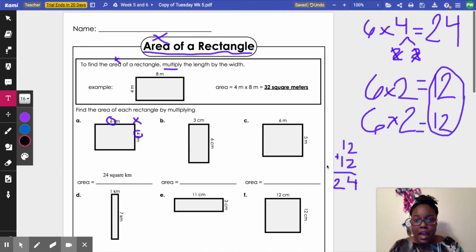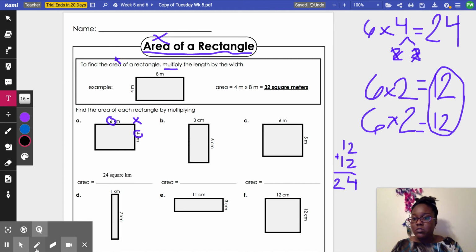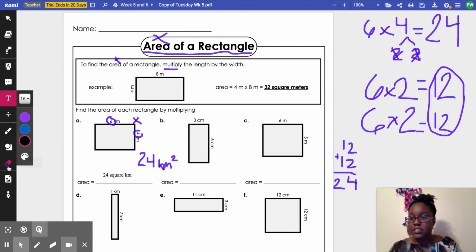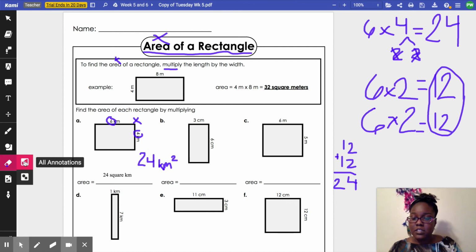Now, I've showed my kids that when you do squared, you can also do it like this. So it could have been written 24 km with the little 2 up top. That means squared. So my 3rd graders do that as well, instead of writing out square. All right. We're going to move on to the next one.